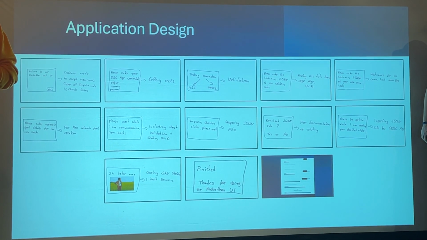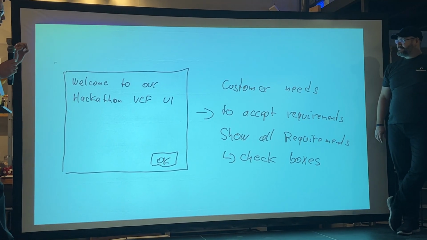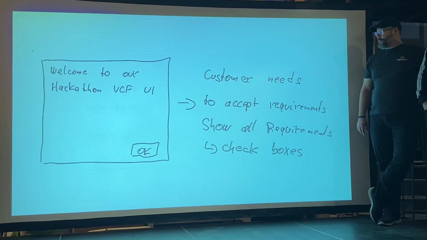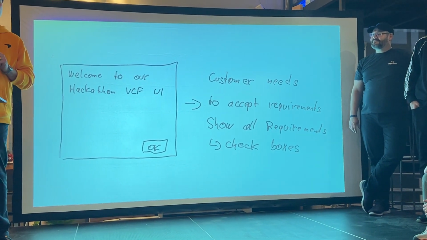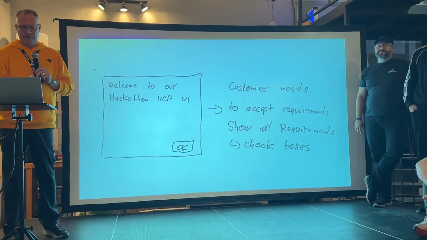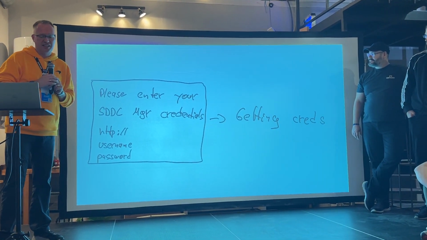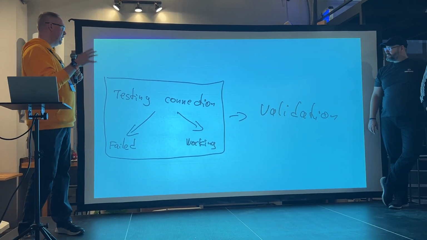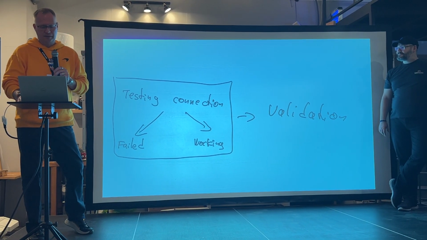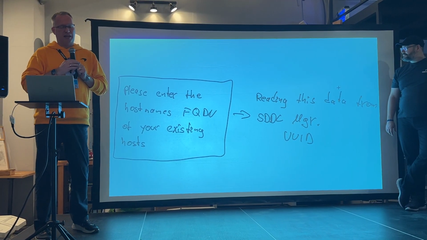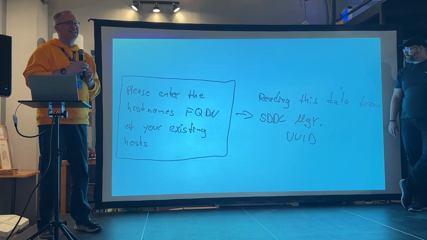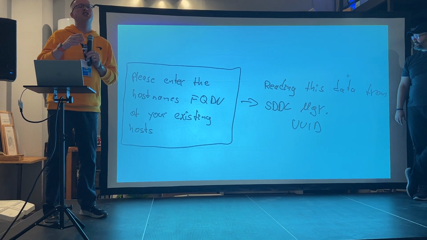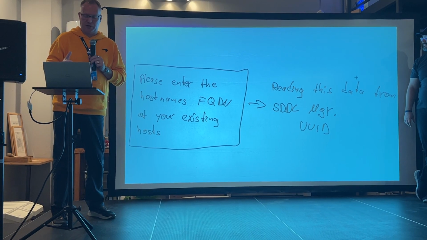Sorry for my drawings. The idea is that you start our UI. Welcome to our Hackathon VCF UI. The customer needs to accept requirements, shown with different checkboxes. Next, please enter your SDDC Manager credentials, then validation of the connection, failed or working. If it's working, please enter the FQDN host names of your existing hosts. The reason is that we need the UUIDs of each existing host for a stretch cluster configuration.